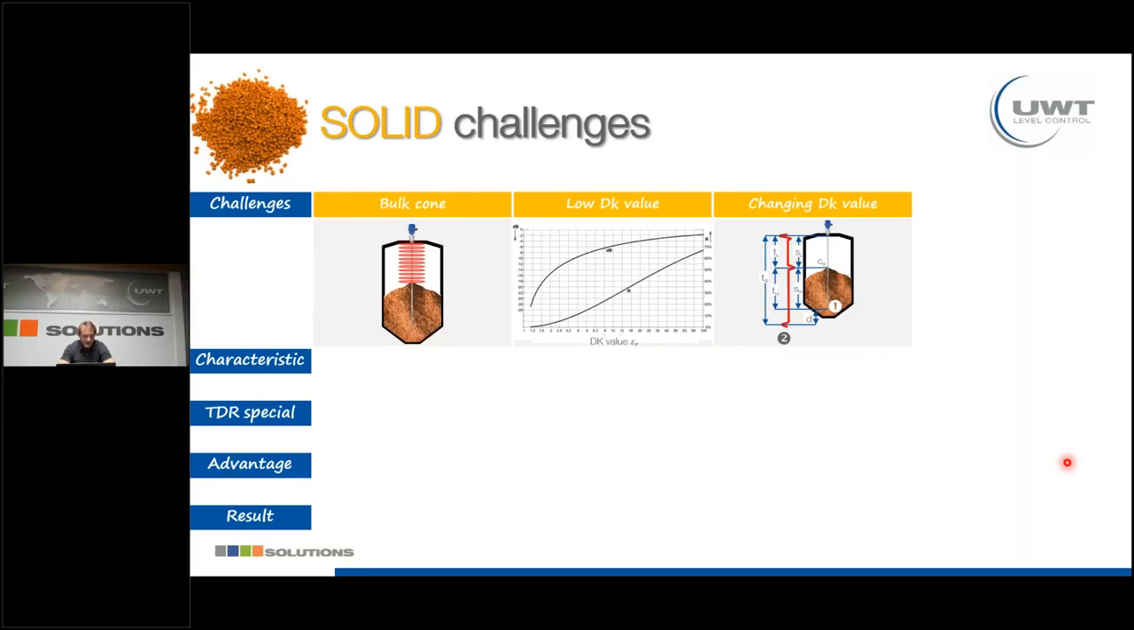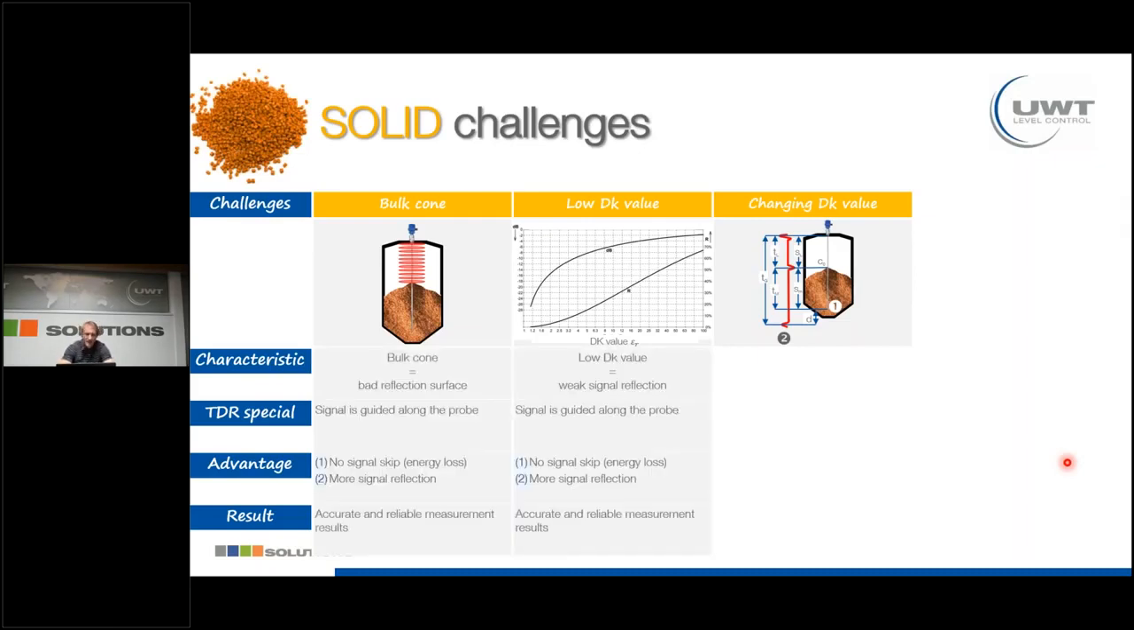Three other challenges in solid applications. You can always find this bulk cone, so we do not have a flat surface, and also the bulk solids have a low decay value. Those two elements, the bulk cone and the low decay value, influence the reflection of the transmitted electromagnetic pulse. So bulk cone, bad signal surface, and low decay value, a weak signal reflection.